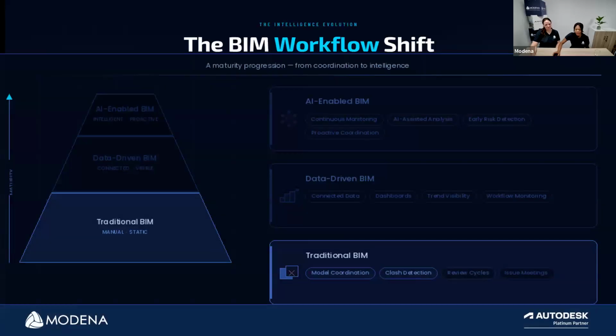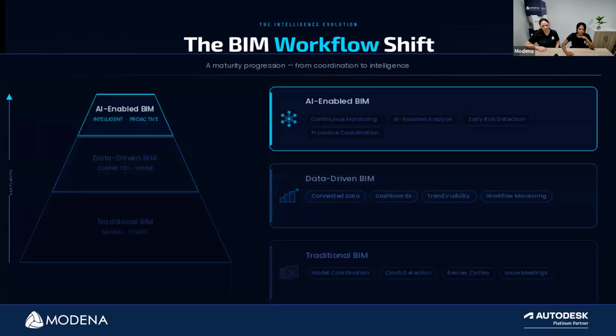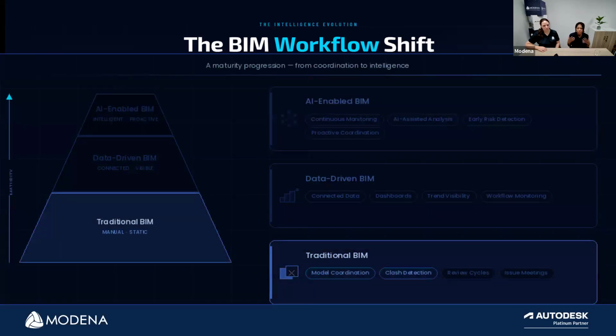Apologies for that. But now we're in an instance where we are shifting. So now this is an intelligence evolution. We're moving from traditional BIM to a more data-driven BIM where the data is connected. We have dashboards, chain visibility, and workflow monitoring. But now with the introduction of AI, agentic AI, this is enabling us to have continuous monitoring. We have AI-assisted analysis and early risk detection. So this is more of a proactive coordination rather than reactive.